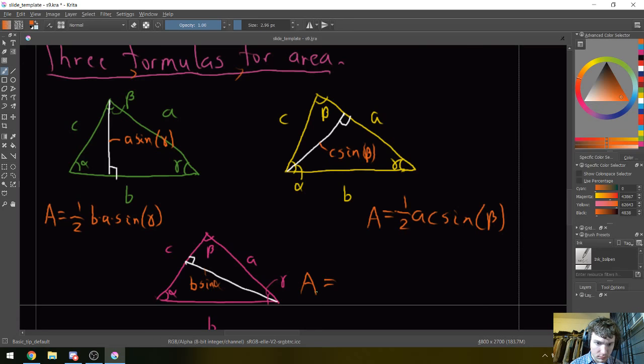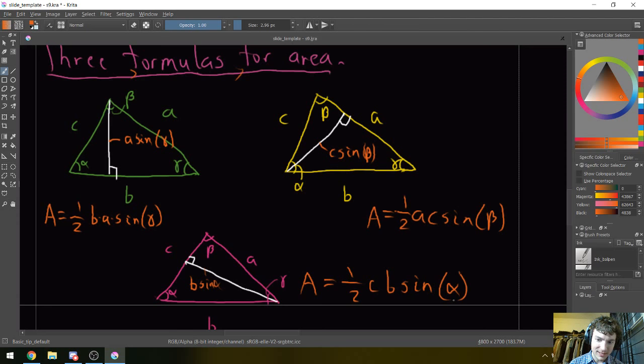This would be half of C. Wait, no. Yeah, half of C sine theta. Or wait, that doesn't seem quite right. Half of CB sine theta. Yeah, that's an alpha, but yeah, good. Half CB sine alpha.